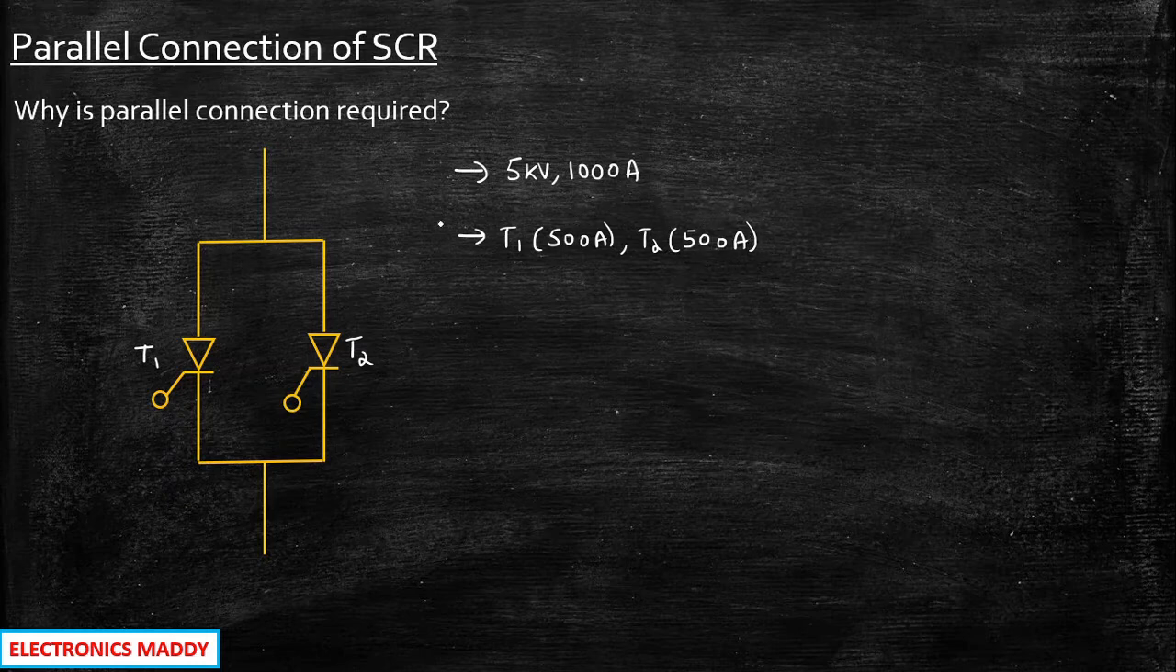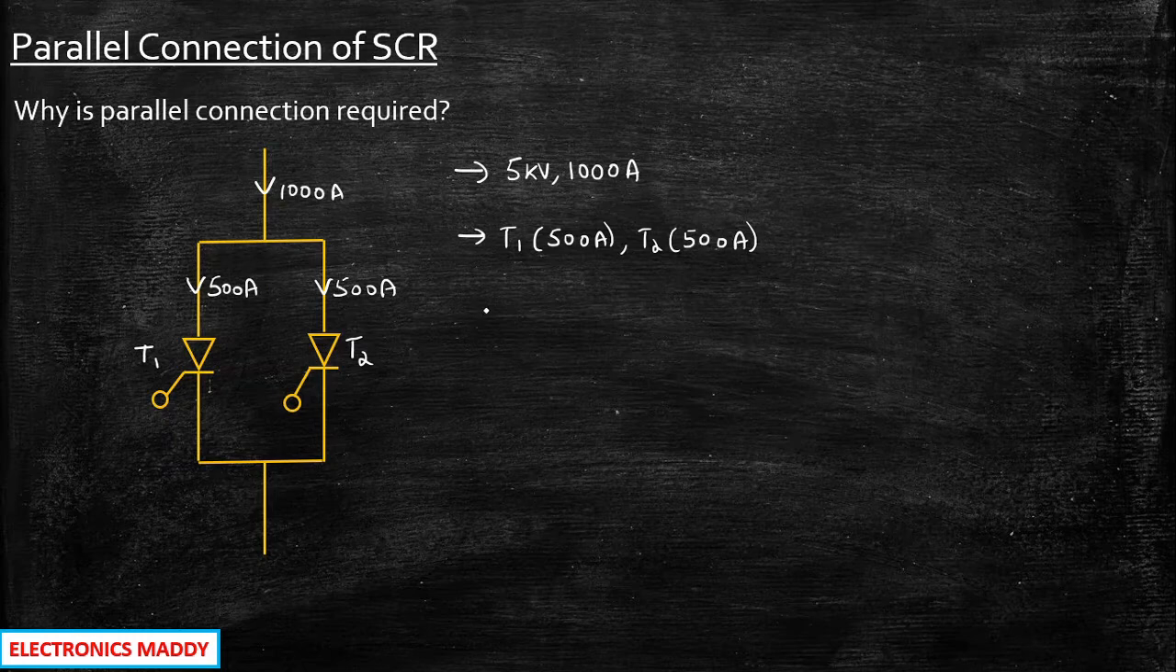But when you're connecting these two in parallel and using them together in this particular fashion, what will happen? 1000 amps will be divided into 500 amps and 500 amps. So in that case, both T1 and T2 will be able to withstand 500 amps because they are rated for 500 amps. So we will be able to accommodate 1000 amps via two thyristors T1 and T2, and that is why parallel connection is required.